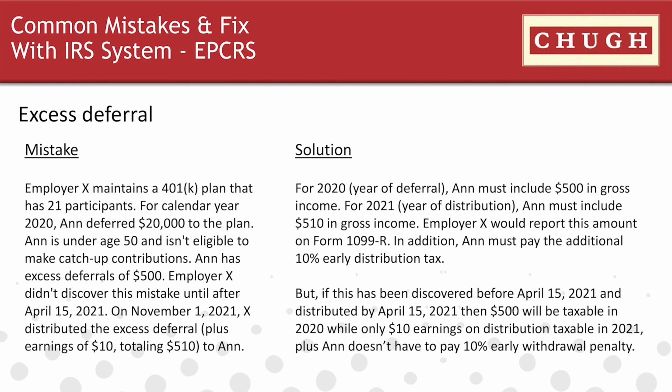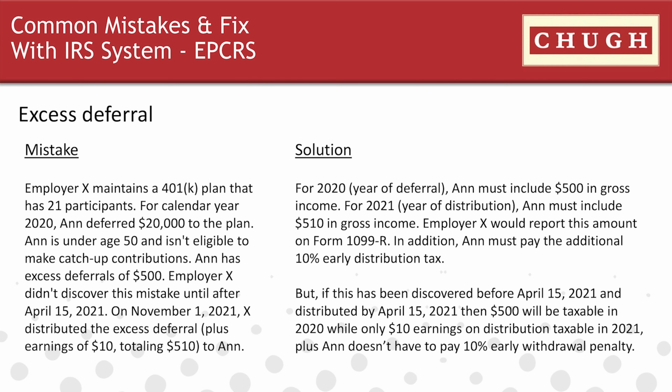So the mistake: Employer X maintained a 401k plan that has 21 participants. For calendar year 2020, N deferred 20,000 to the plan. N is under age 50, isn't eligible to make a catch-up contribution, and N has an excess deferral of 500. 500 is the excess contribution because the IRS contribution limit is 19,500 for 2020.